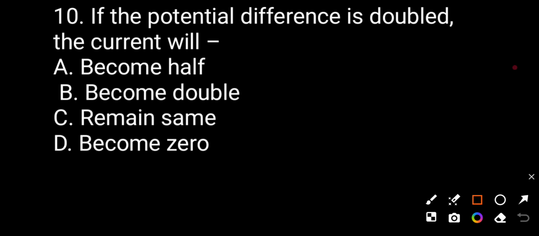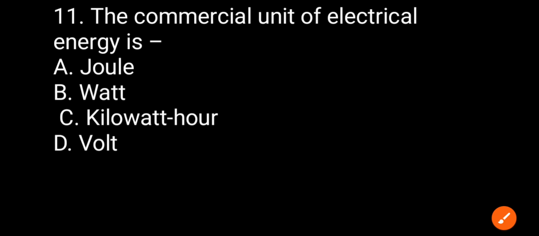Now question number 10. If the potential difference is doubled, the current will be option A become half, option B become double, option C remain same, option D become zero. The answer will be option B, become double. Now we see question number 11.